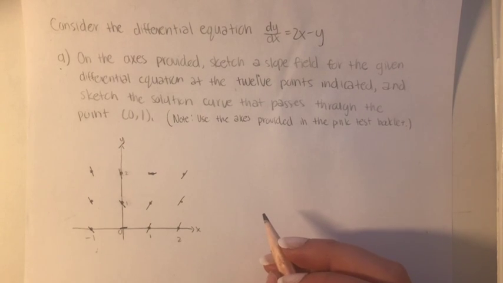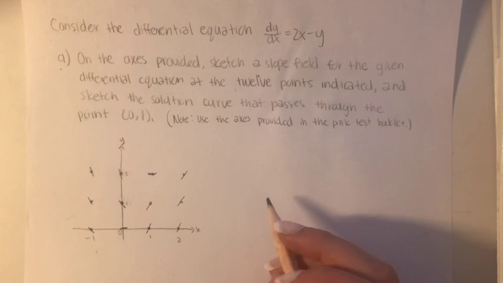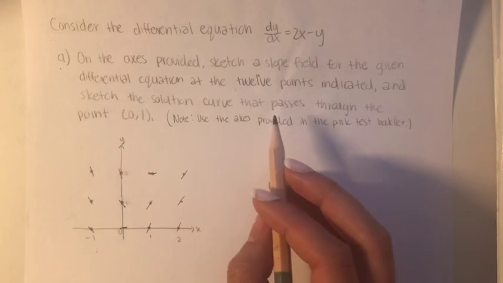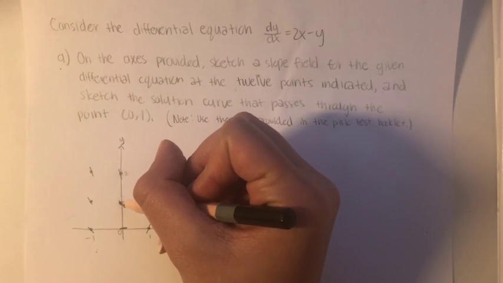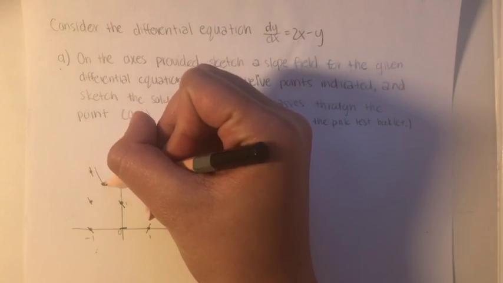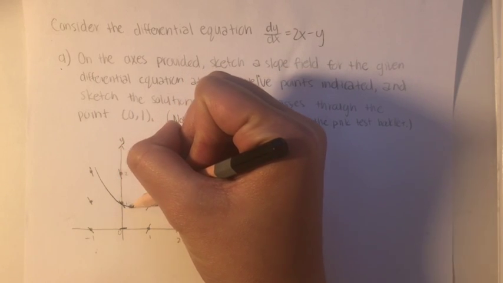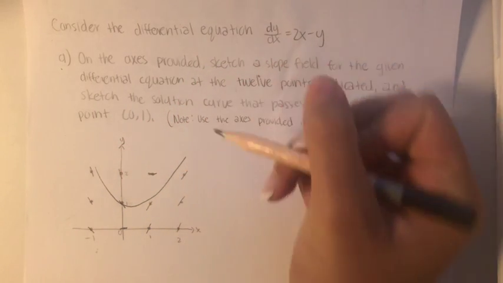Once you've filled out the entire graph, make sure you don't forget to sketch the solution curve as well. This one passes through the point (0, 1). Try to make it as accurate as possible, but it's not the end of the world.